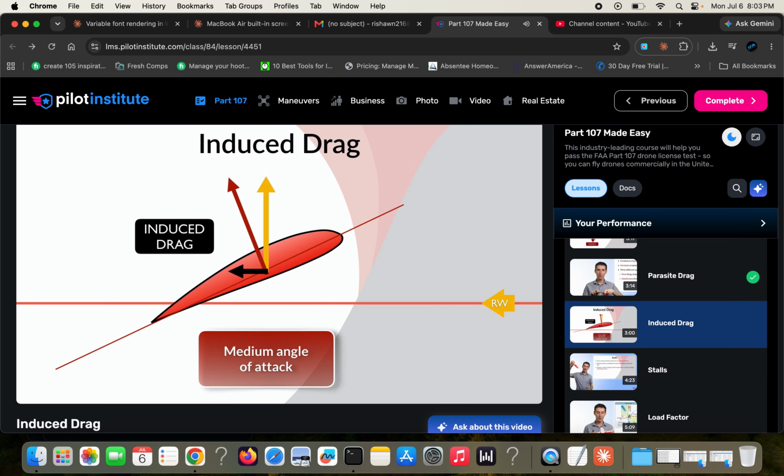And this is also extremely important. Load factor, the more load factor you have, the faster you're going to stall, the sooner you're going to stall. And I'm going to give you an example in a second.